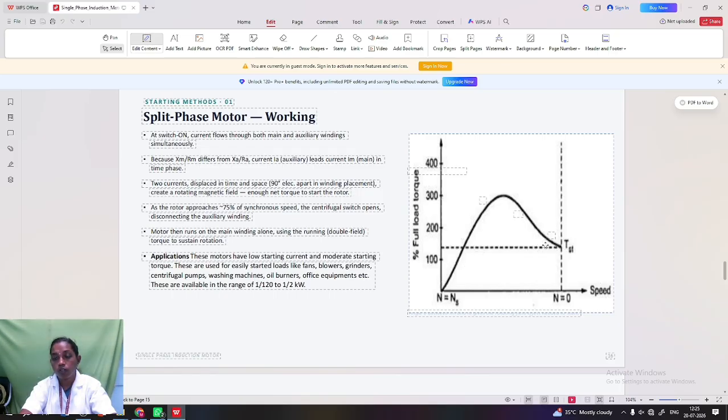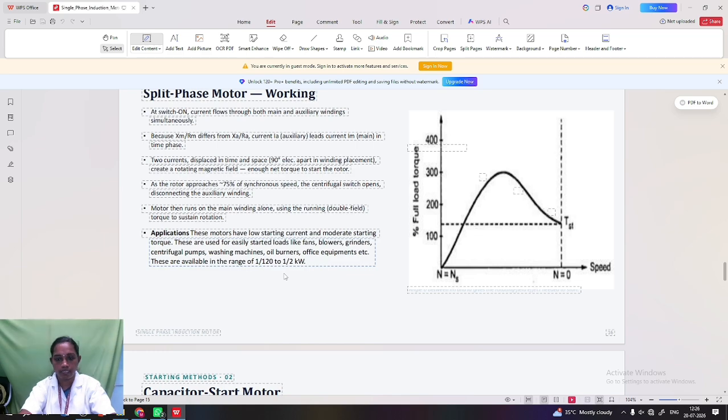At N equal to 0, the torque will be low, then it gradually increases, and at N equal to Ns, it becomes 0 again. Applications: these motors have low starting current and moderate starting torque. These are mostly preferred for easily started loads like fans, blowers, grinders, centrifugal pumps, washing machines, etc.